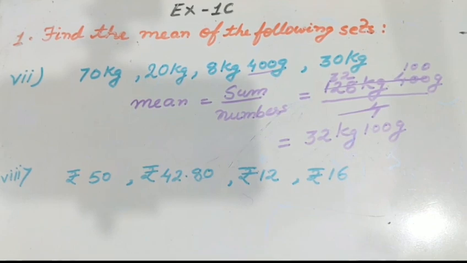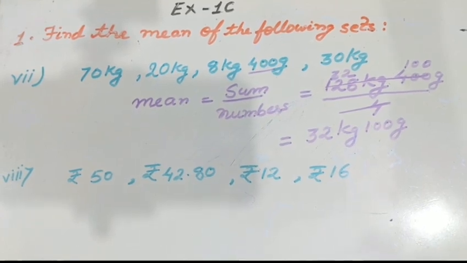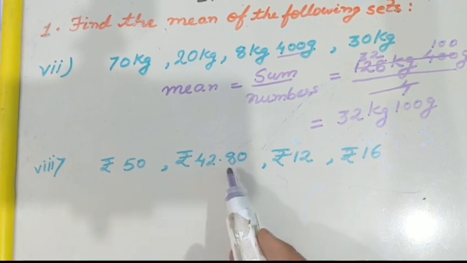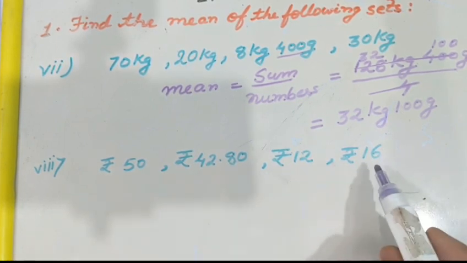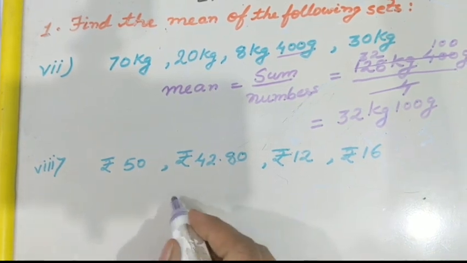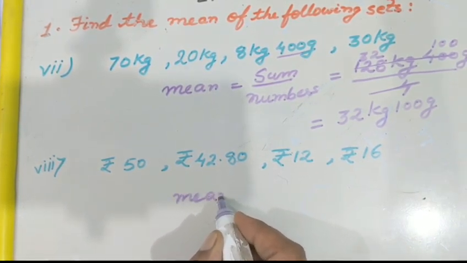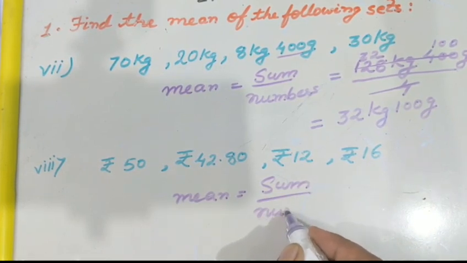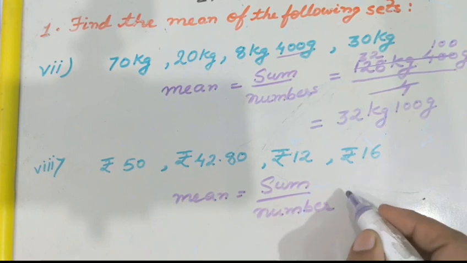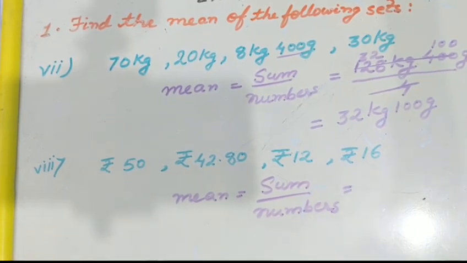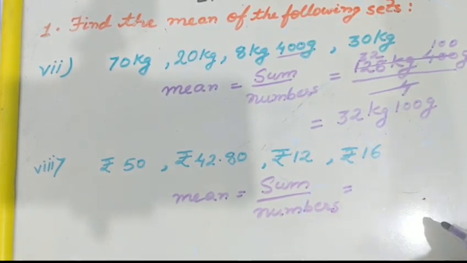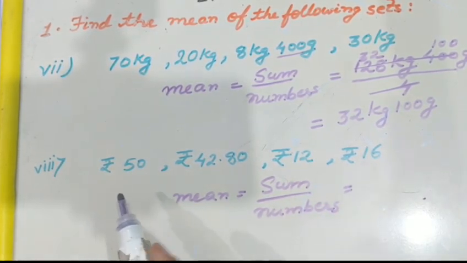Children, question number 1, 8th part. Again the question is find the mean of these given values. So let's move to the question now. Here we have 50 rupees, 42.80 rupees, 12 rupees and 16. And the question is find the mean. As you know the formula, mean of the observations equals the sum of observations upon the number of observations. So we'll apply the same formula to find the mean. So let us find the sum of these observations. Again, it's up to you. Either you make a rough column and find the sum, or you can do mental maths.